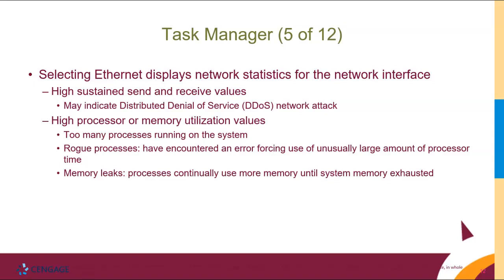High sustained send and receive values may indicate a DDoS attack. It's just one way to figure that out. High processor or memory utilization values mean too many processes are running on the system. You can have rogue processes that have encountered an error, which forces them to use an unusually large amount of processor time or memory. And you get the same thing with memory leaks, processes continuing to use more memory until memory is exhausted.